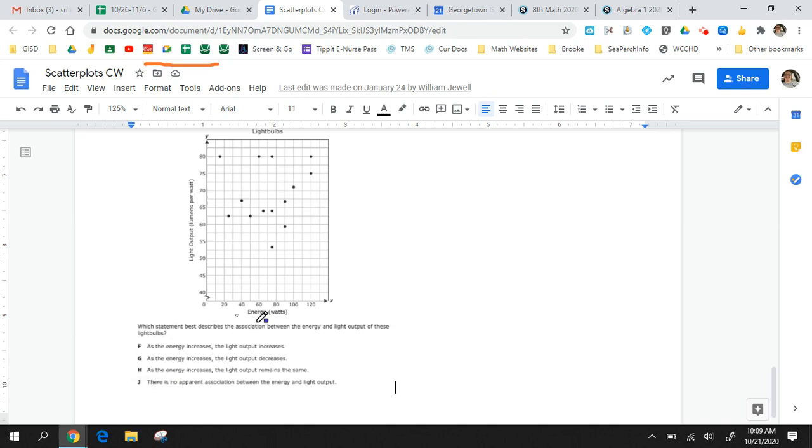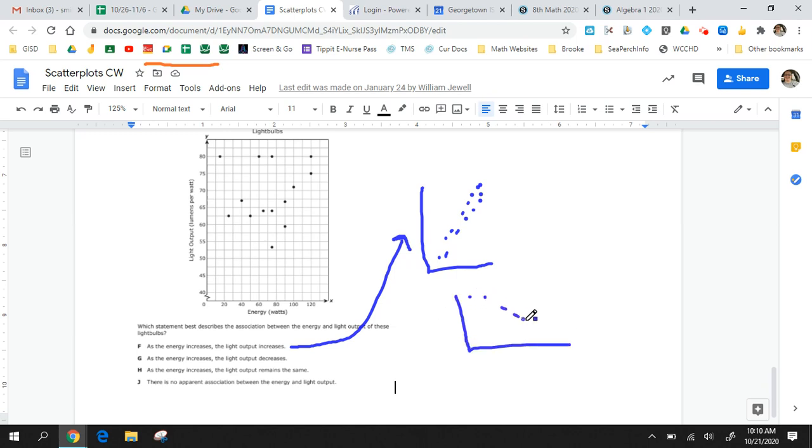All right, so what I'm seeing is that as the energy increases, the light output increases. If this were to happen, it would look like this, going up, okay? That's what this example would look like for F. Now G says if the energy increases, the light output decreases. So it would look like this. Energy is increasing, going to the right, but the output is going down.